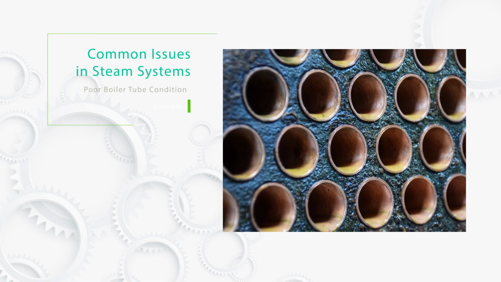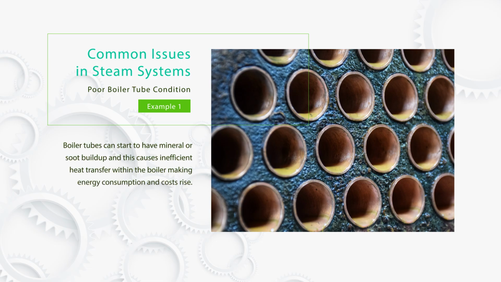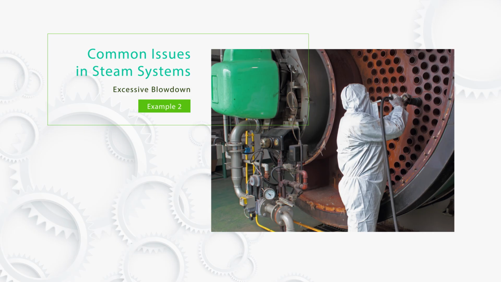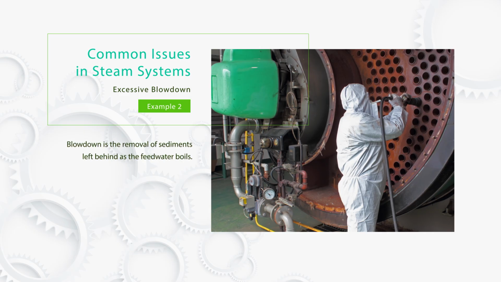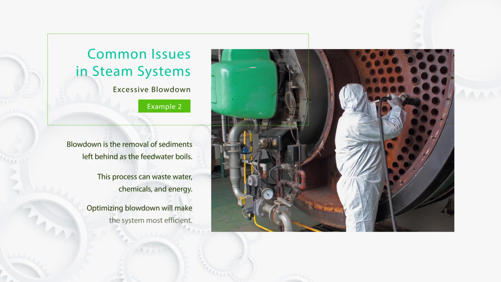Common issues in steam systems can include poor boiler tube condition. Boiler tubes can start to have mineral or soot buildup, and this causes inefficient heat transfer within the boiler, making energy consumption and costs rise. Excessive blowdown. Blowdown is the removal of sediments left behind as the feed water boils. This process can waste water, chemicals, and energy. Optimizing blowdown will make the system most efficient.